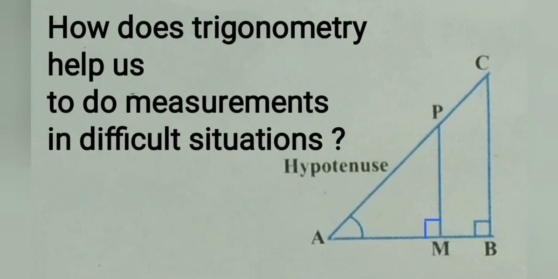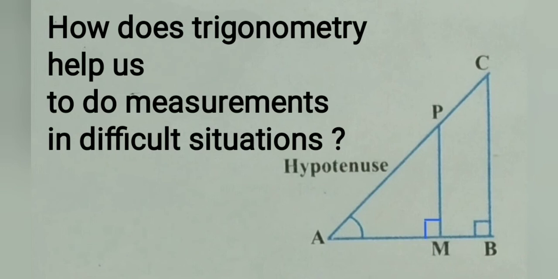Let's understand how trigonometry helps us to do measurements in difficult situations. For this, consider a right angle triangle CAB, right angled at B. From a point P, which is somewhere on the hypotenuse AC, drop a perpendicular on the side AB.